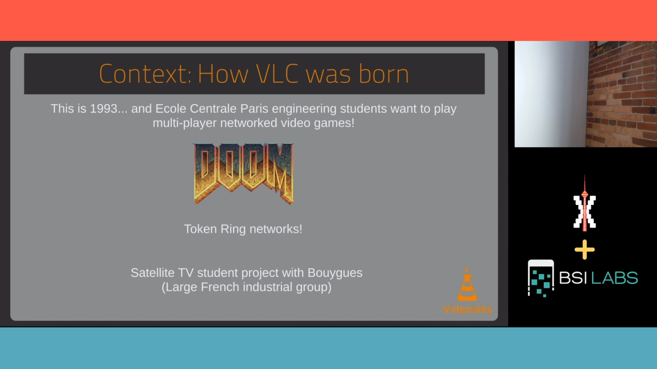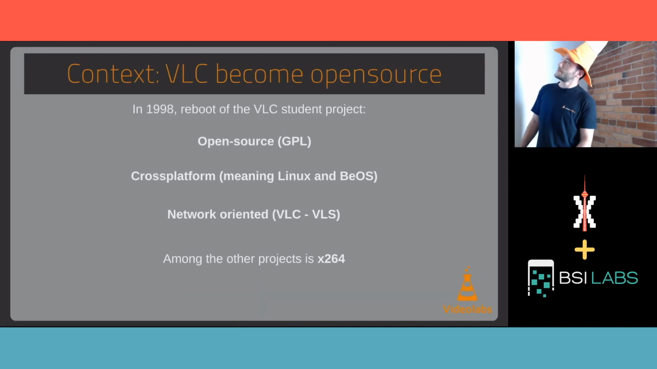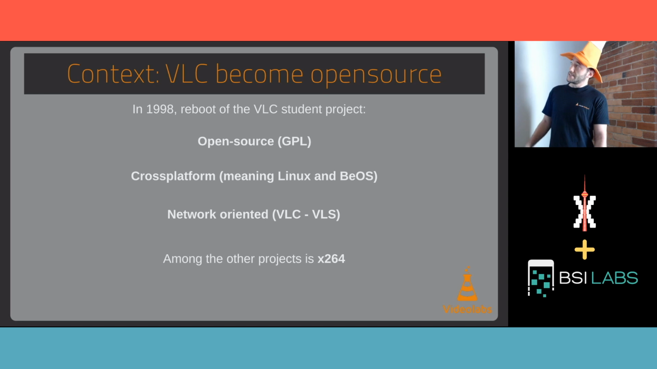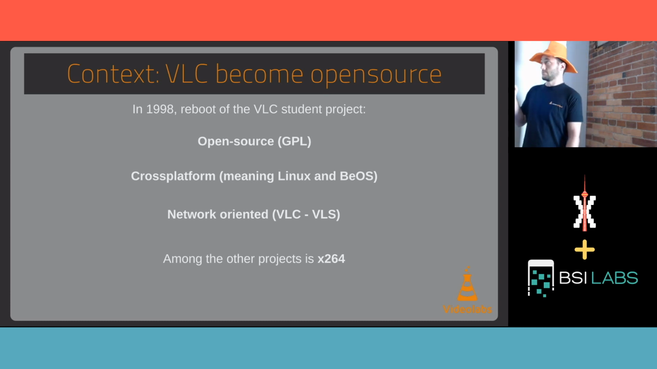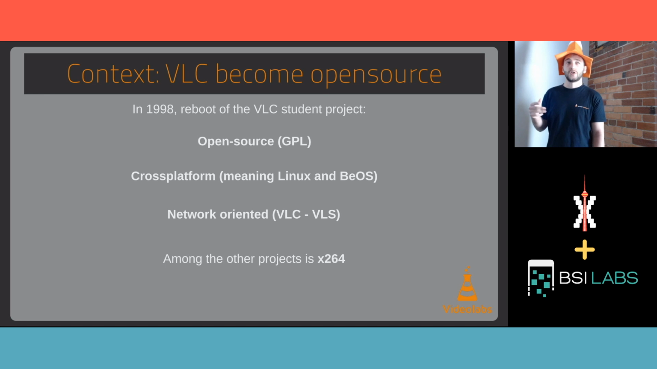And the reason I'm telling you this is also because from the start, it was network focused, as in it was not only being able to play local files, but from the start, it could play remote files, streams. And this is really important. So in 1998, new students came and started to work on it. And they decided to reboot the project and make it open source with a GPL license. But later on, LibVLC, which people can use in their apps, was relicensed to LGPL, which is not really common in the .NET community as a license, but I will tell you more about it later. It was cross-platform from the start, which at this time meant mostly Linux and BeOS.